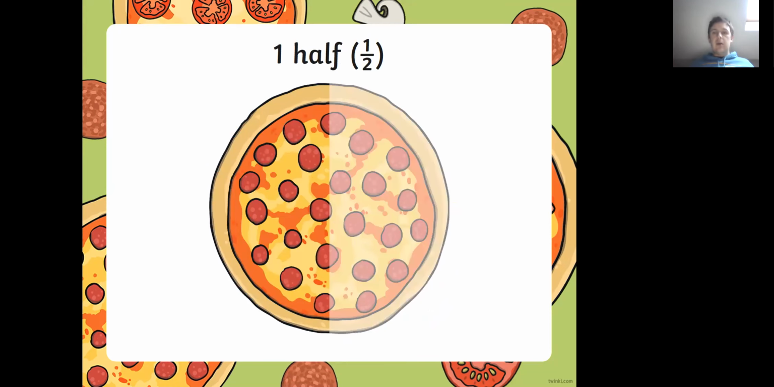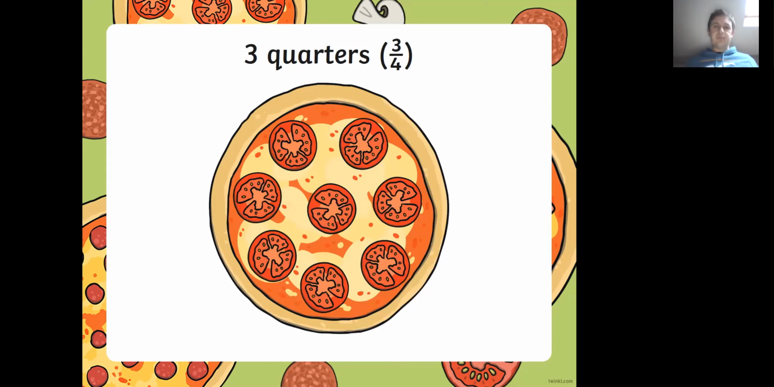1 half is just one of those 2 parts. You can see there the way that the fraction's written at the top. They have the numerator, which is the number that sits on the top, is 1, and the denominator that sits on the bottom is 2. That means it is 1 out of 2. 1 half of that pizza is full there.